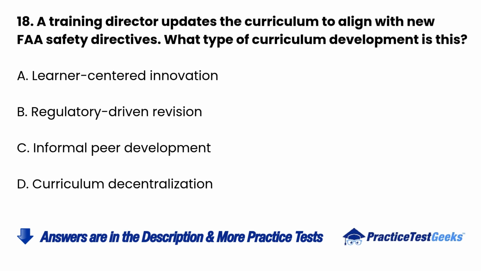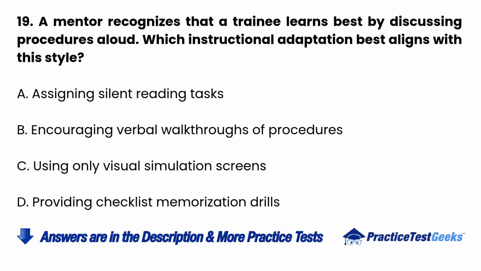18. A training director updates the curriculum to align with new FAA safety directives. What type of curriculum development is this? A. Learner-centered innovation. B. Regulatory-driven revision. C. Informal peer development. D. Curriculum decentralization.